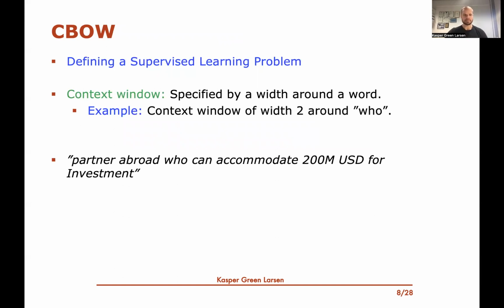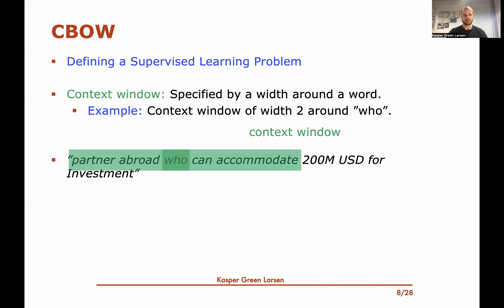from an email that I received. So, for instance, here's the word who in the middle, and the context windows are then the two words preceding it and the two words following it.